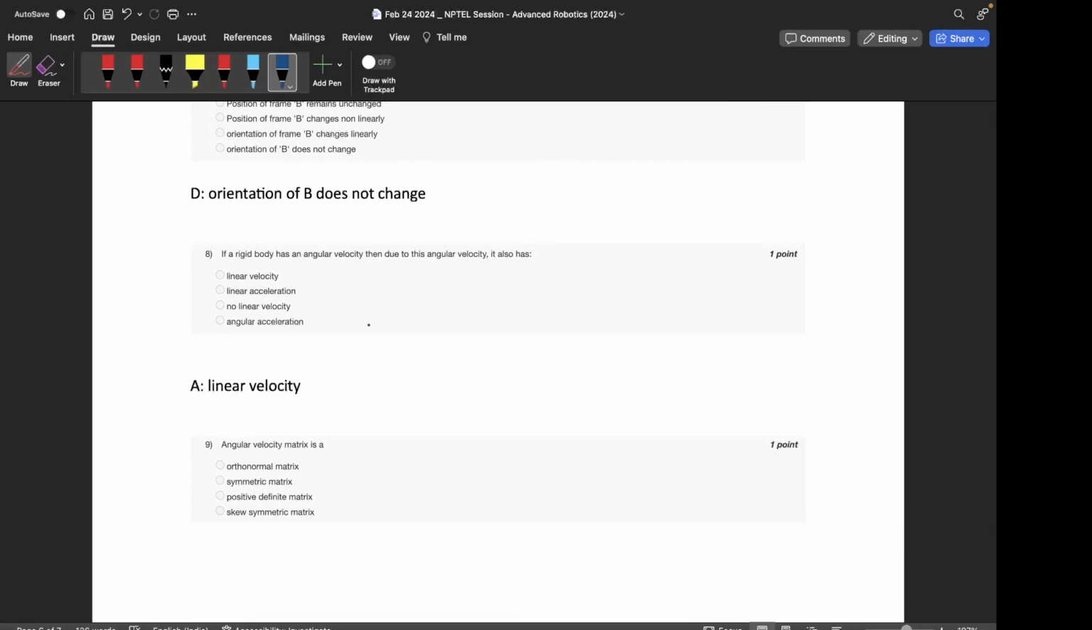Question 8 is, if a rigid body has an angular velocity, then due to this angular velocity, it also has, of course, again, if there is a velocity omega, then there will be a linear velocity due to it, omega cross r. V is equal to omega cross r. So the correct option would be linear velocity.